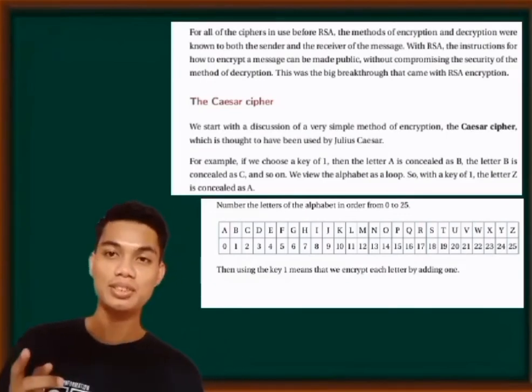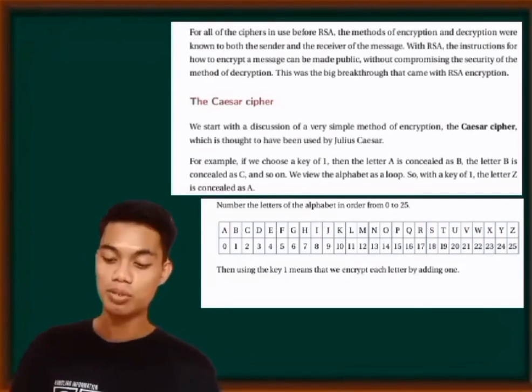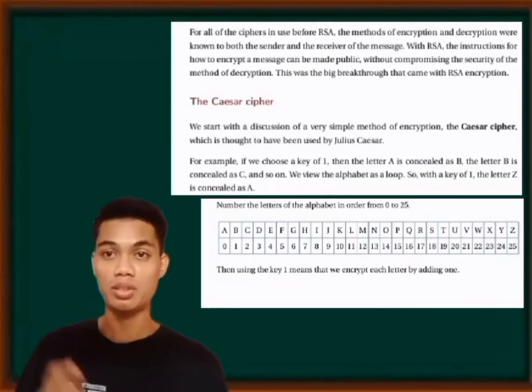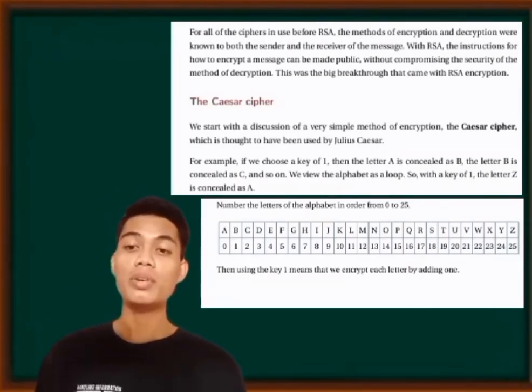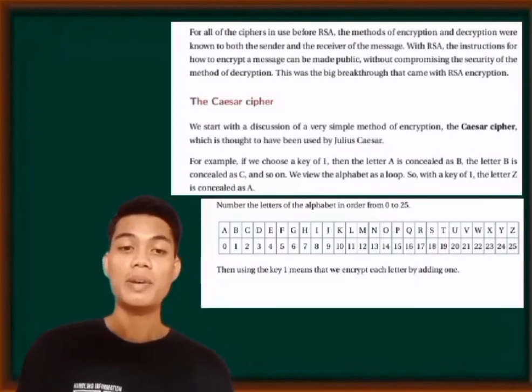So number the letters of the alphabet in order from 0 to 25. Then, using the key 1 means that we encrypt each letter by adding 1.